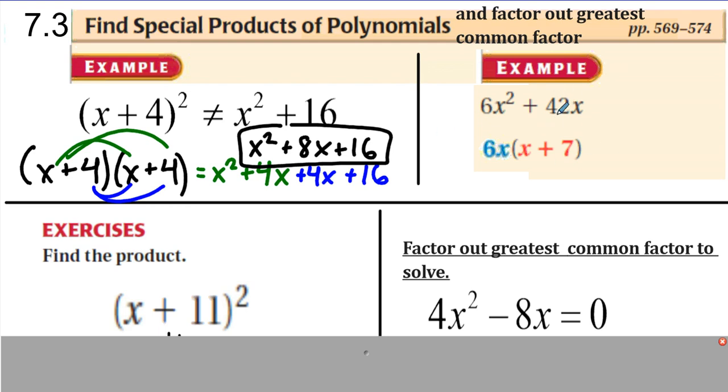It's essentially the backwards of distribution. Like if I gave you this problem down here and said distribute, you would distribute this through and you'd get 6x squared plus 42x. But now it's the opposite. Imagine I give you the answer and ask you to work backwards. How would you do it?